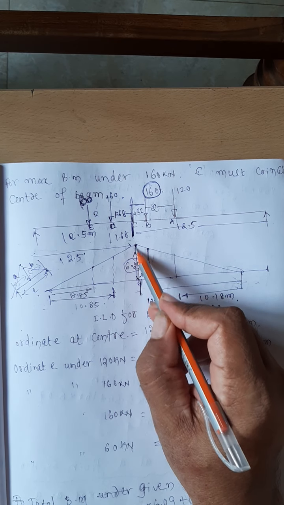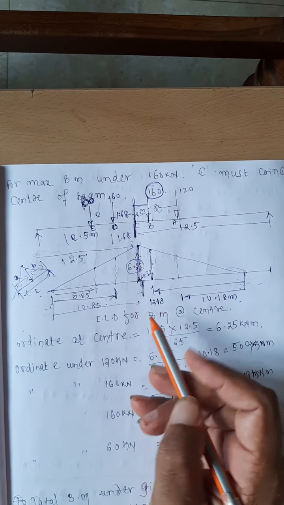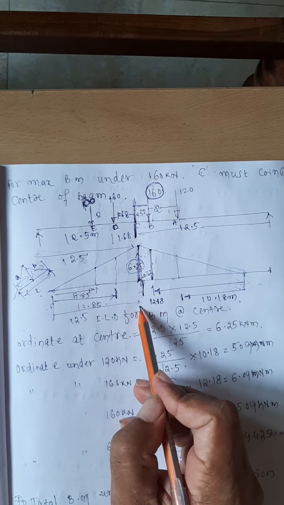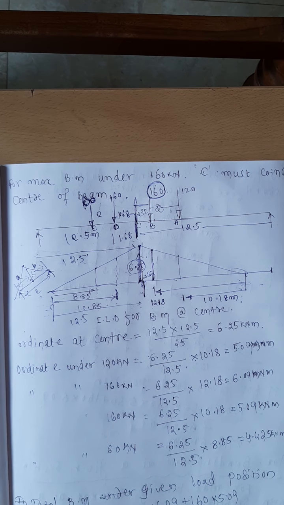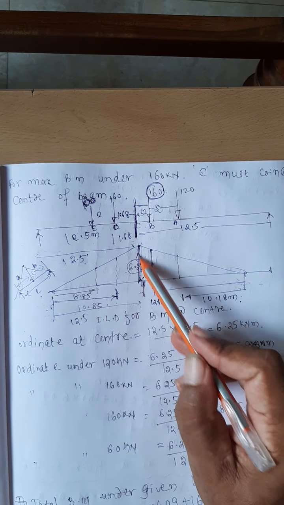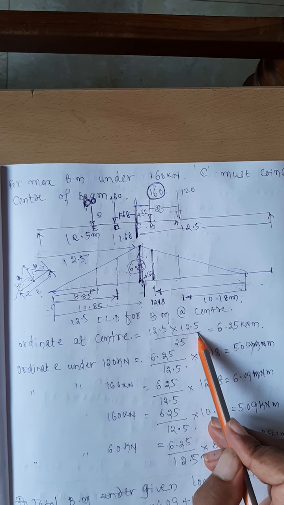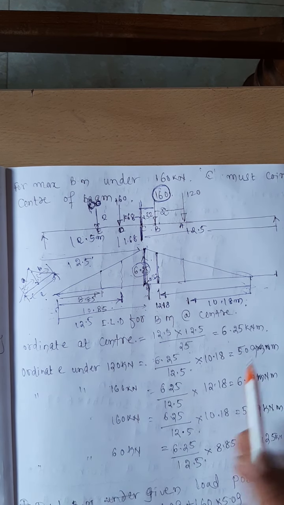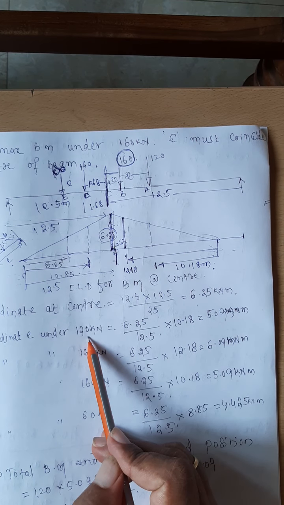That is the center value. This value is 6.25 and this distance is 12.5. This distance is also 12.5. What is the next calculation? Anyhow, this value how I got, I have written here. Ordinate of the bending moment at the center is equal to 12.5 into 12.5 divided by 25 is equal to 6.25. Next, you calculate the ordinate under 120 kilonewton.